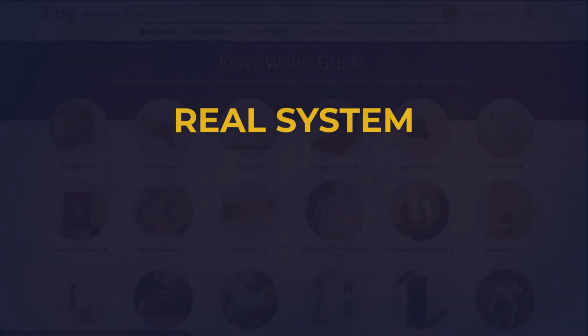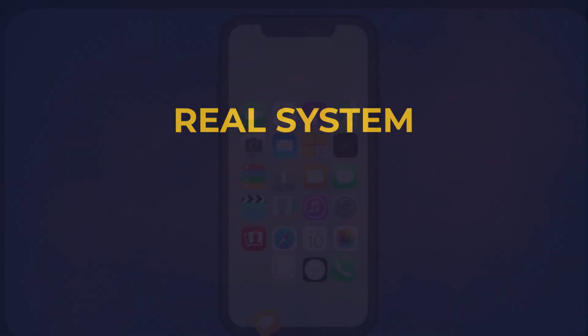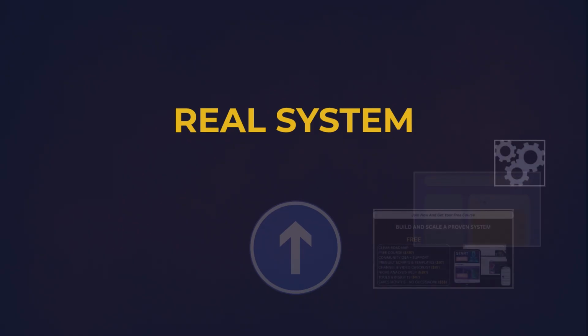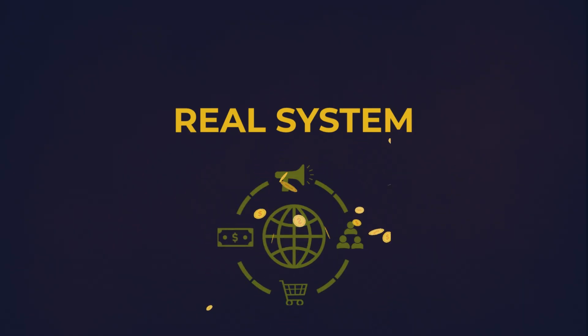Second, create a paid version. Add more depth, more structure. Third, add affiliate offers. Recommend tools like writing platforms, design tools, or publishing services. Fourth, upsell. Turn your content into a course, a template pack, or a system. Now you're not making one sale. You're building a flow.